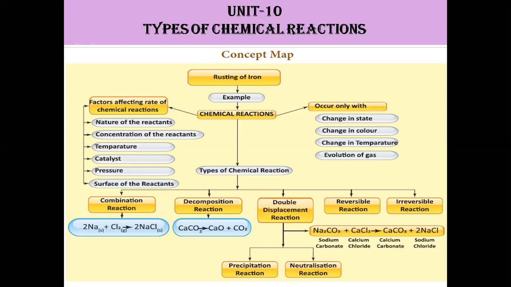So types of chemical reactions. Based on the rearrangement of atoms, there are combination reaction, decomposition reaction, double displacement reaction, single displacement reaction, and combustion reaction. So these 5 are based on the rearrangement of the atoms. Reversible reaction and irreversible reaction are based on the direction of the reaction. So this is the overview of unit 10, types of chemical reactions.